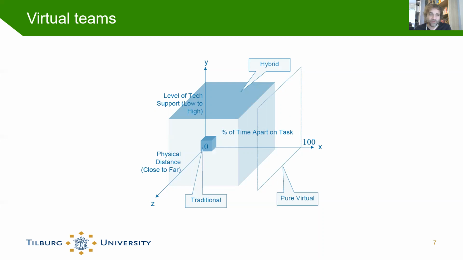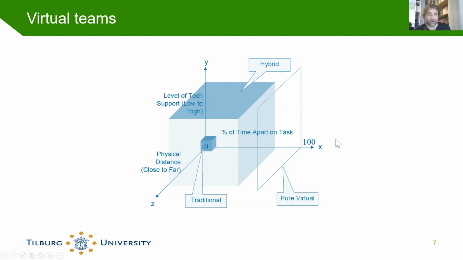So if you look at the types of virtual teams, I think this is a useful figure. So this classifies it into 3 dimensions. So it says, well, you can have a team that spends 100% of its time together physically, or that is never together. Well, it's not necessarily physical, but you always work together, or you never work together at the same time. So the percentage of time apart on a task.